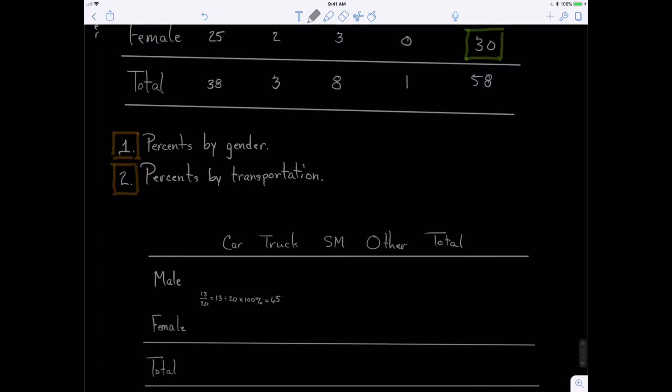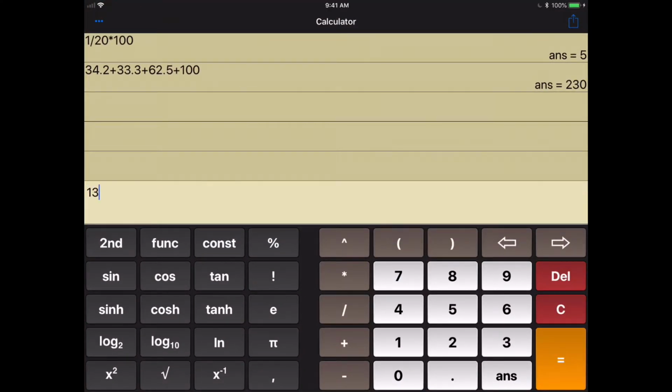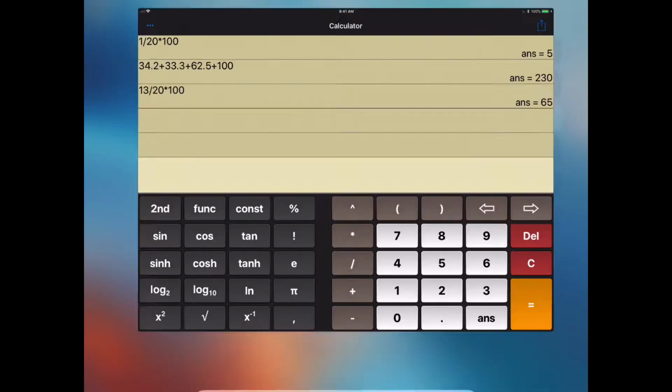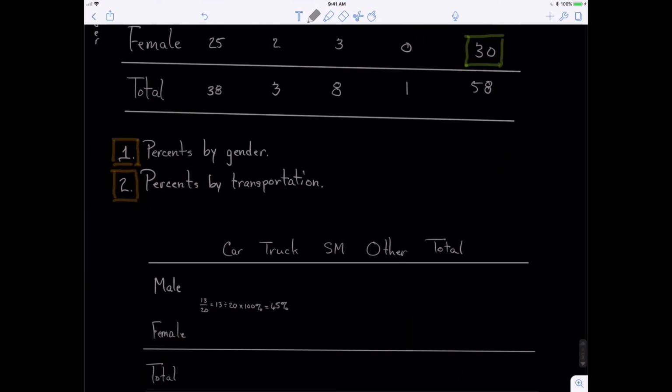And so I will show you this. We'll go to Good Grapher here in a moment. We'll take a look. So 13 20ths. In Good Grapher, we could go 13, we would divide it by 20, and then we could multiply it by 100. And there's our answer, 65%. Okay, so let's return back here. And we'd say that 65% of the males drive cars.